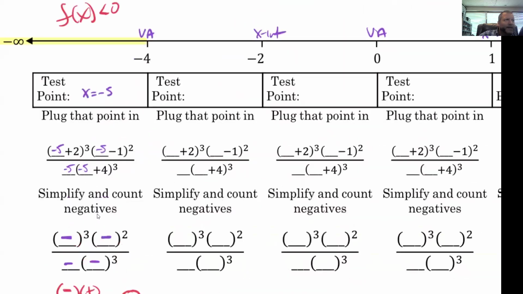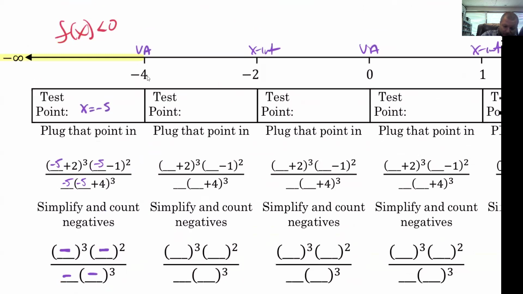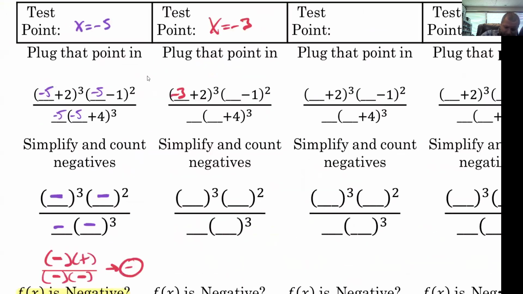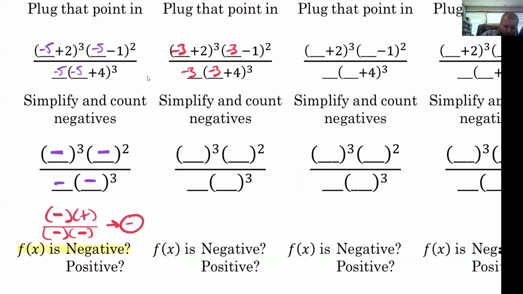All right, so then if I looked at anything on this little subdomain from -4 to -2, well, the easiest value for me is -3. I'm going to pretend like I'm plugging -3 in. -3 plus 2, that's going to be a negative number. -3 minus 1, that's going to be a negative number.